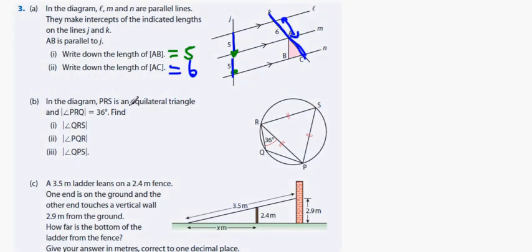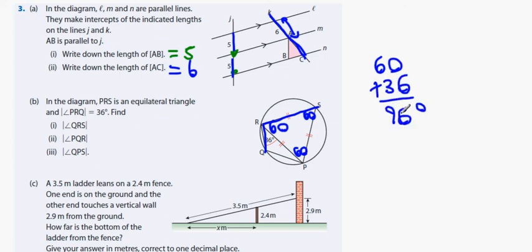In the diagram, PRS is an equilateral triangle. Equilateral means 60 degrees on every angle. All 3 angles are equal. If PQR is 36, find QRS. Well, Q to R to S is that blue angle I just marked out there. It's going to be 60 plus 36, which is 96 degrees. Okay, so we're going to get 96 degrees for that one. Next thing.